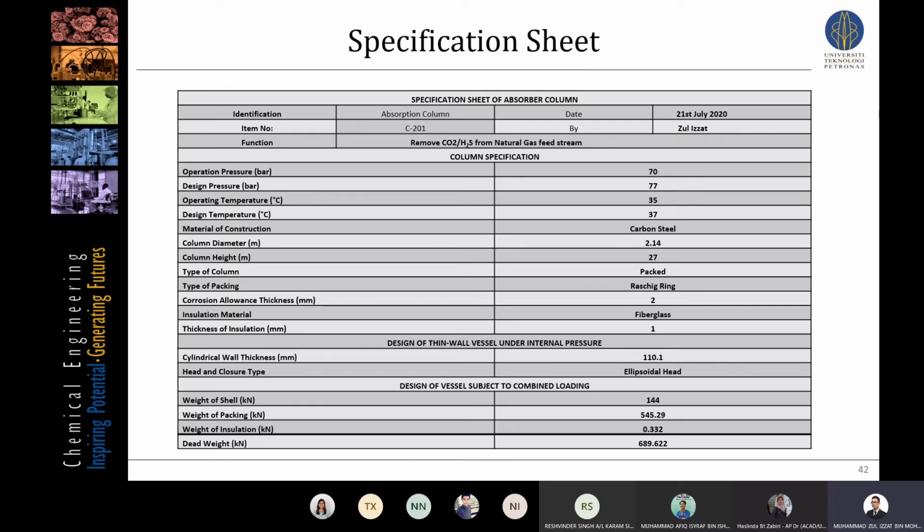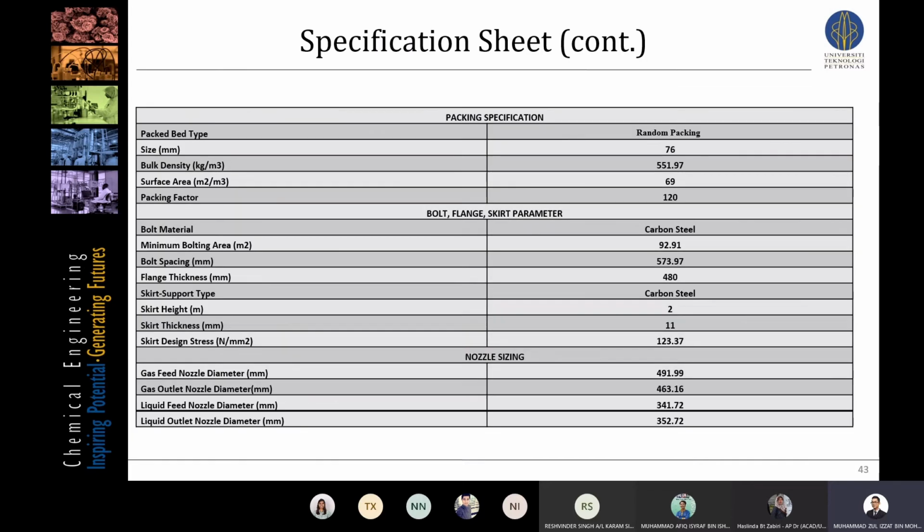So this is the specification sheet for the absorption column. The important parameters are such as the operating pressure at 70 bar, and also the operating temperature at 35 degrees Celsius. The total dead weight, at the bottom of the table, is 689 kilonewton. So these are the other specifications, which include the packing specification, both flange and skirt parameters, and also the nozzle sizing.